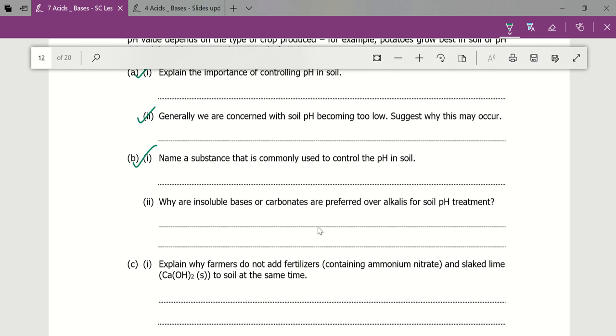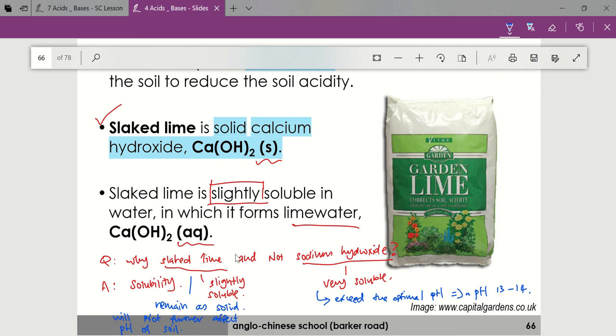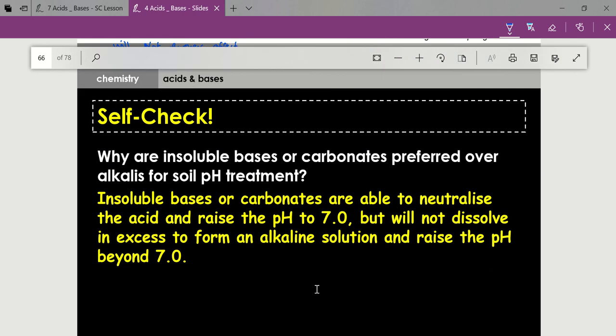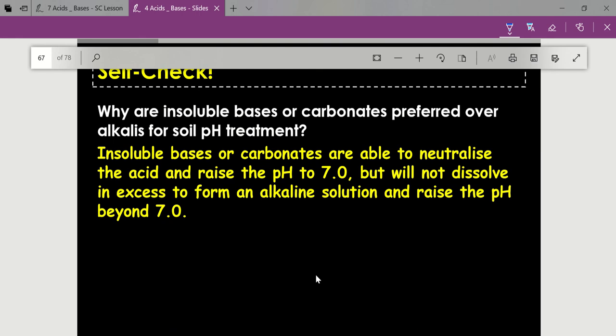Next, why are insoluble bases or carbonates preferred over alkalis for soil pH treatment? So we discussed that just now. Insoluble bases or carbonates, like we said, are insoluble. They will just neutralize the acid and not further dissolve to create an alkaline solution and raise the pH beyond 7. Okay, but on the other hand, alkalis will cause it to go beyond pH 7 and exceed the optimal pH of soil that the farmers would prefer. Okay, so you can pause this and write this down.